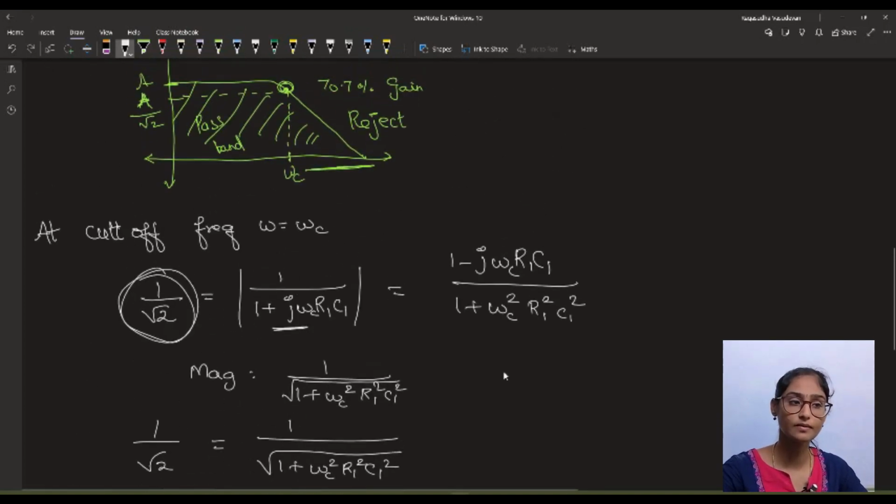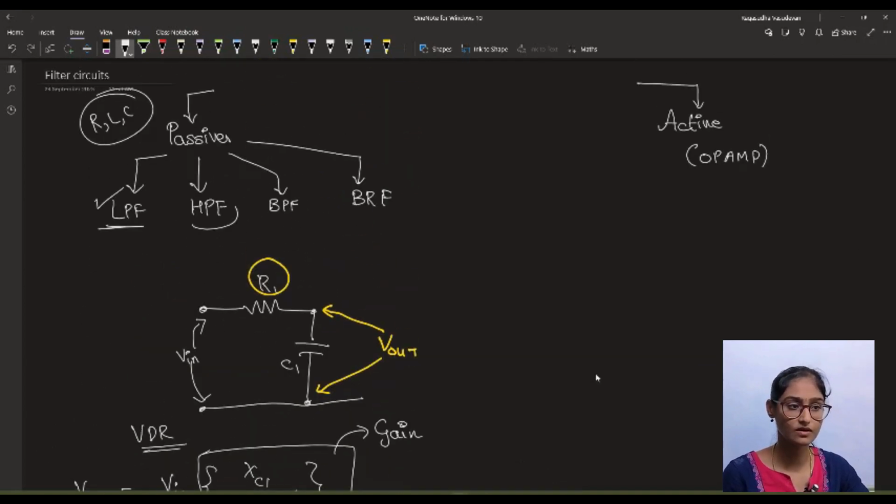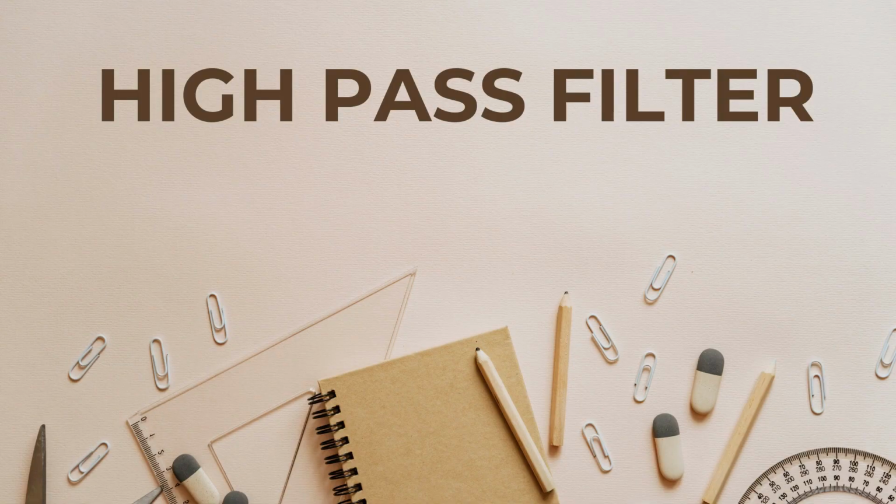Okay, so this low pass filter passes the voltage gain up to a frequency called the cutoff frequency, and beyond that it will be rejecting all those signals. Okay, so this is a low pass filter. Next we are going to talk about high pass filter.